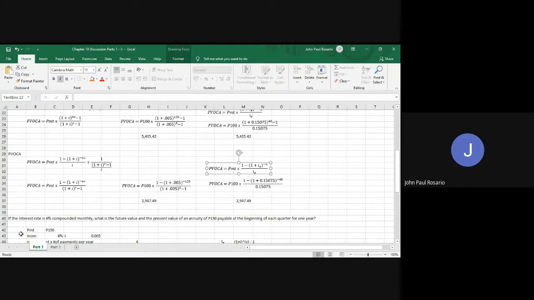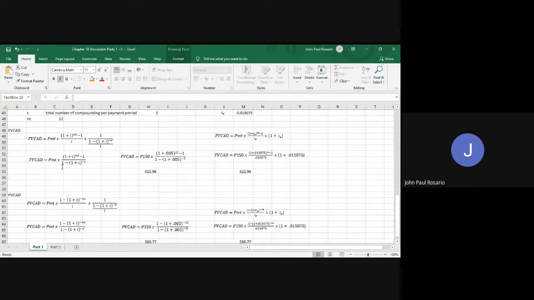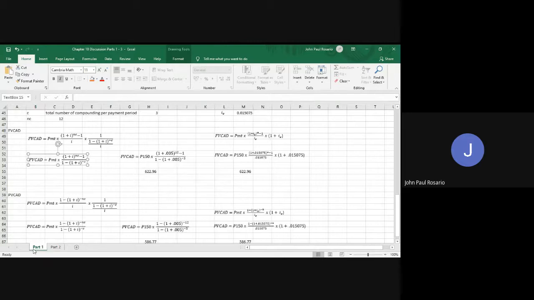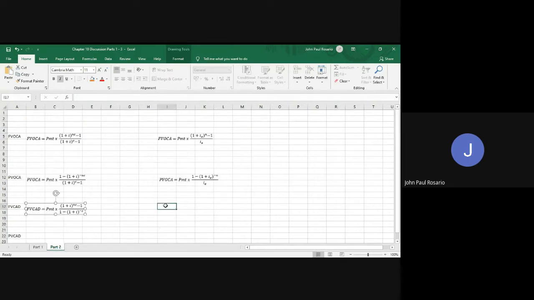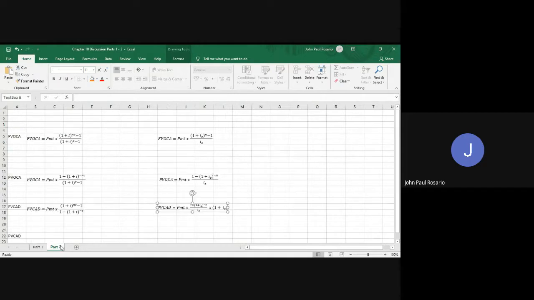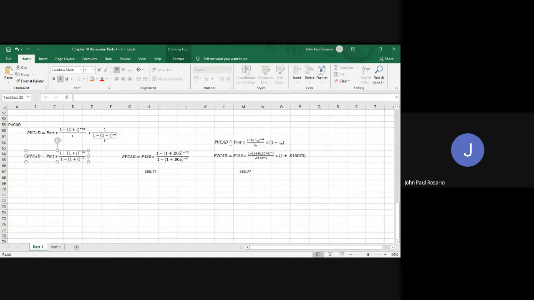Next is our FVCAD, or future value of complex annuity due. This is the formula for that, but I also solve it using this one. And so for PVOCA, the reference book taught you to use this formula, while I am used to using this formula.